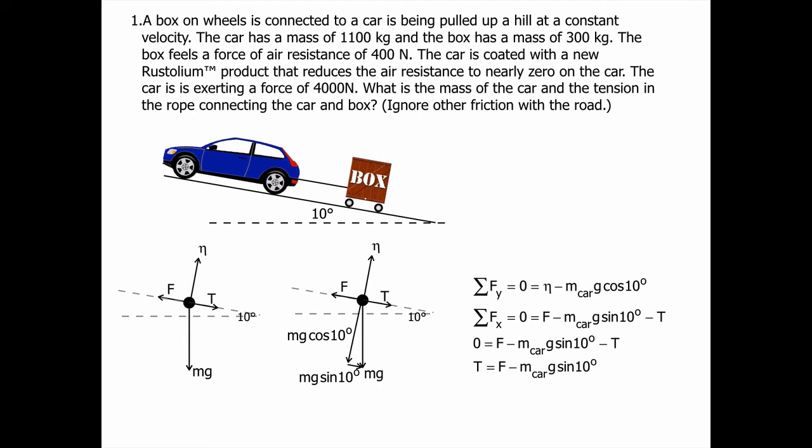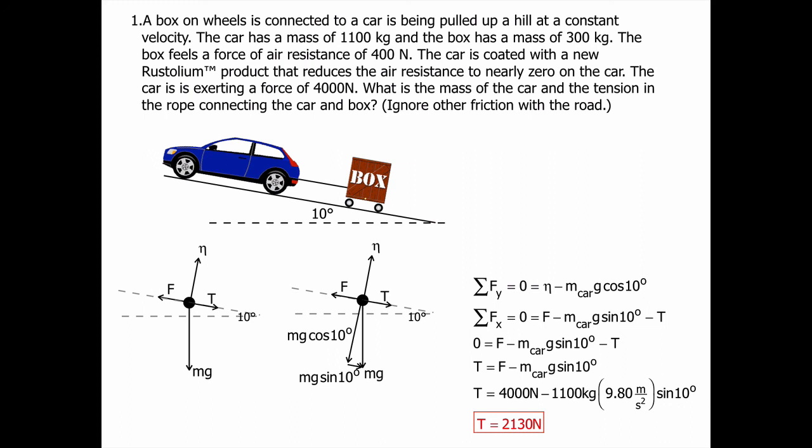I was thinking I would have to draw one for the box too, but to answer this question, I don't. And that's because they gave me the mass of the car. So that's easy enough. I got tension equals force minus mg sine 10. So tension is equal to 4,000 newtons minus 1,100 kilograms times 9.8 times sine 10. And that gives me the tension of the rope between the box and the car of 2,130 newtons.